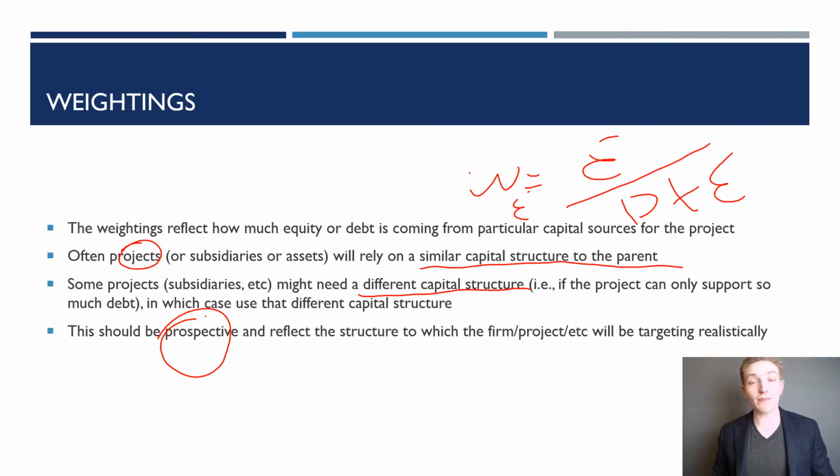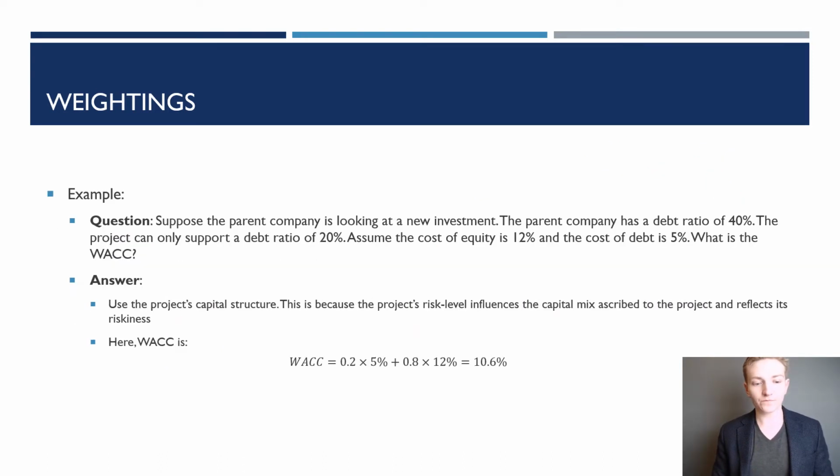You wouldn't just use some hypothetical aspirational capital structure, rather it would have to be a realistic target, in which case you would use those weightings, as opposed to merely relying on the historical weightings that the firm might have had. So let's have a look at a really basic example here. Suppose you have a company that's looking at a new investment. The parent company has a debt ratio of 40% here. So 40% of the capital structure is coming from debt. The project, however, can only support a debt ratio of 20%.